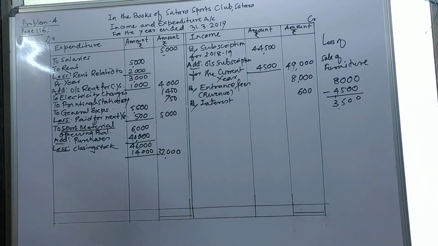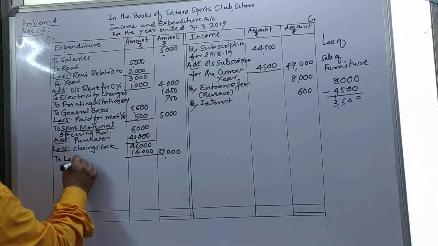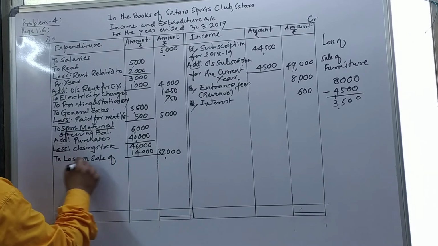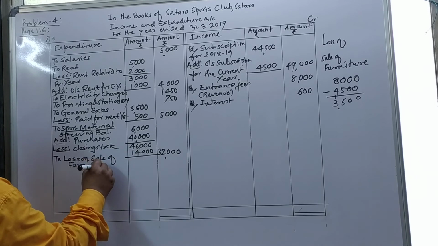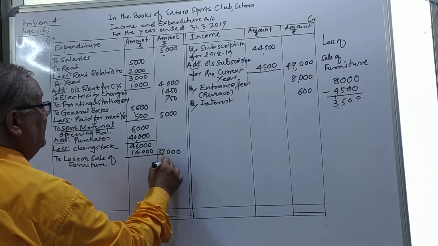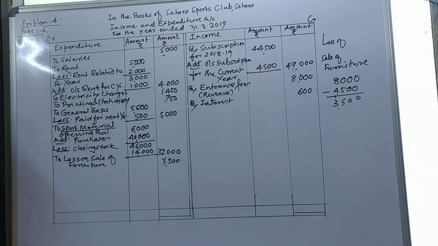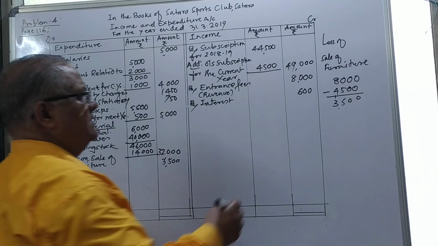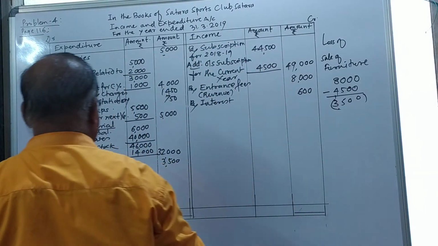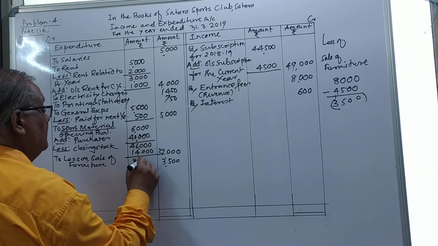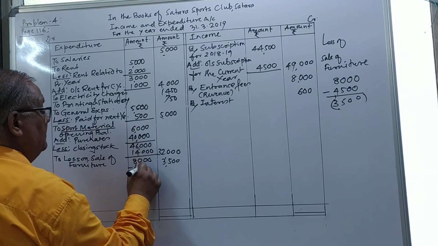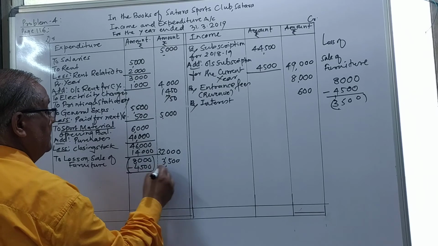Whenever there is a loss, it can be recorded on the debit side because debit is for expenses. So loss on sale of furniture, we have to show there, amount being 3,500. How that loss on sale of furniture we can show by means of working note number 1, that is book value minus sale price. Otherwise, you can show here 8,000 minus 4,500. You will get here a loss to the extent of 3,500.